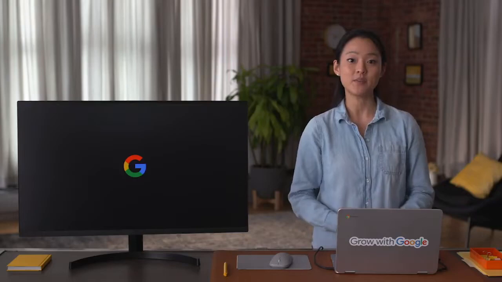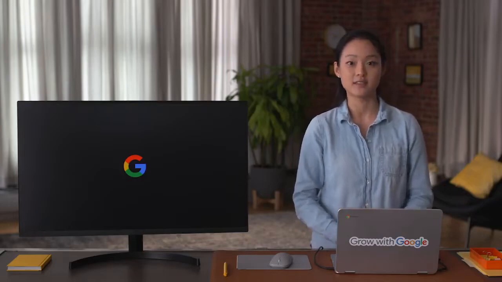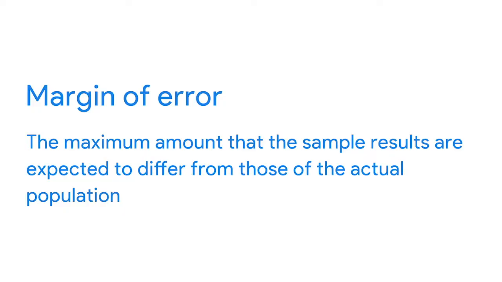We'll start at the beginning with a more complete definition. Margin of error is the maximum amount that the sample results are expected to differ from those of the actual population. Let's think about an example of margin of error. It would be great to survey or test an entire population, but it's usually impossible or impractical to do this.